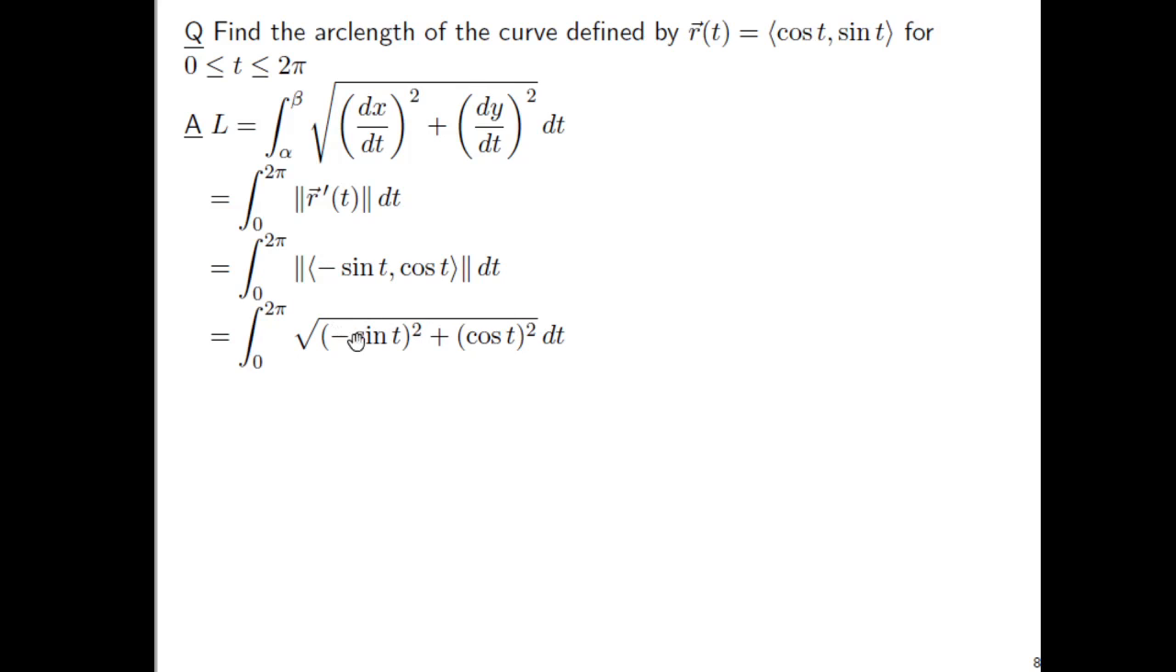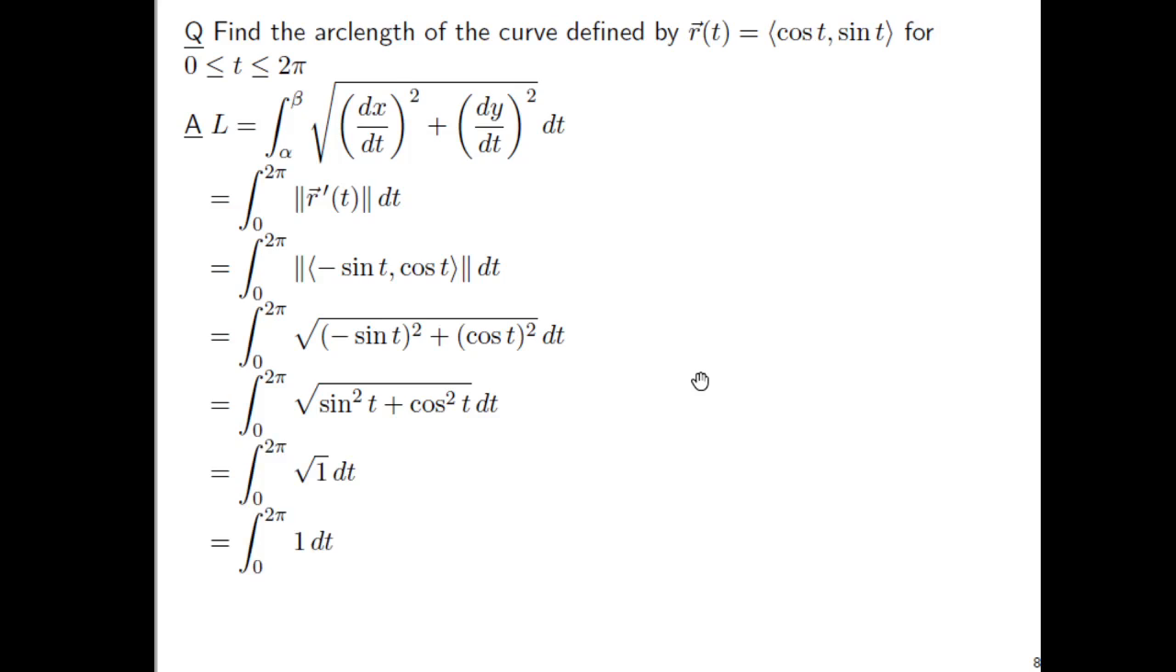So here's what the integrand becomes. We have a radical, negative sine of t quantity squared plus cosine of t quantity squared. Of course, squaring is going to get rid of the negative sign anyway. So inside the radical, you have sine squared t plus cosine squared t, which you know from the most famous trig identity is just going to be 1. So we have root 1, which is just 1. And if you integrate 1 from 0 to 2 pi, you get 2 pi.